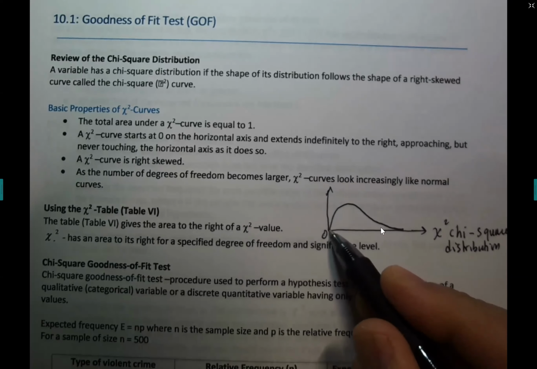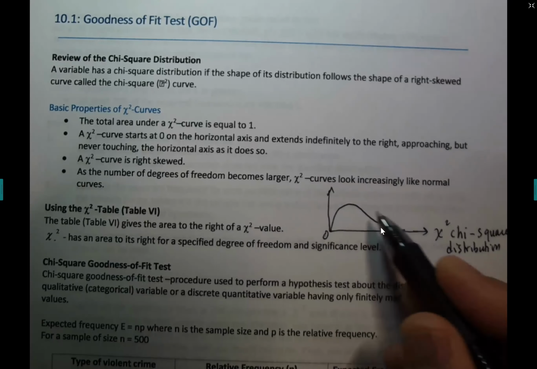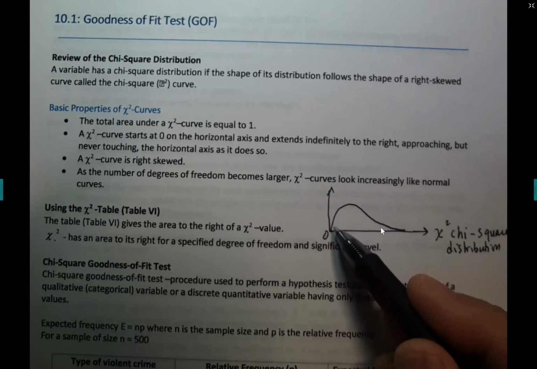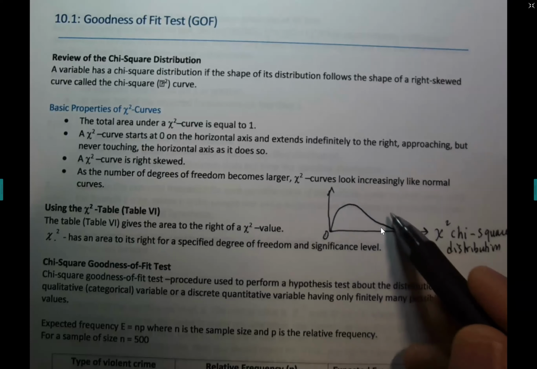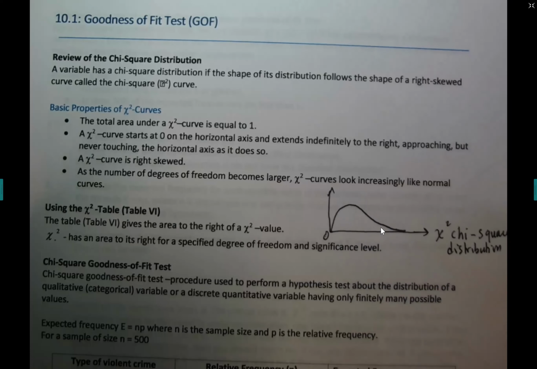It's always positive because, as you notice, there is no negative. It starts at 0 and goes up. It is skewed to the right. And the shape of the curve depends on the sample size or the degrees of freedom. As the degrees of freedom increase, this shape will become more like a bell-shaped curve.